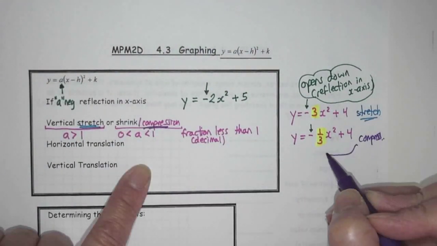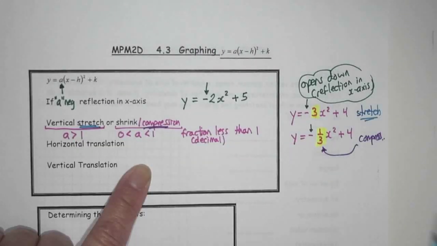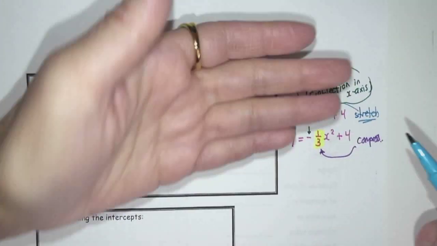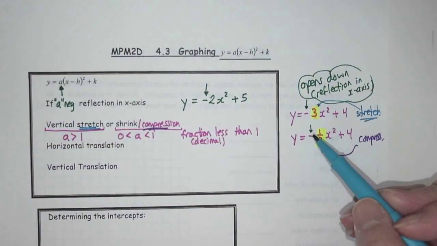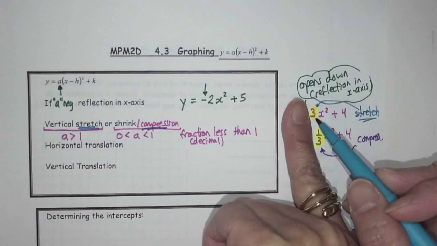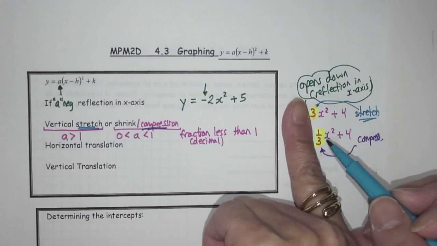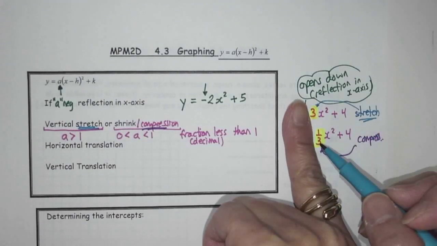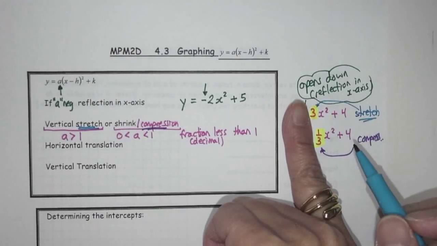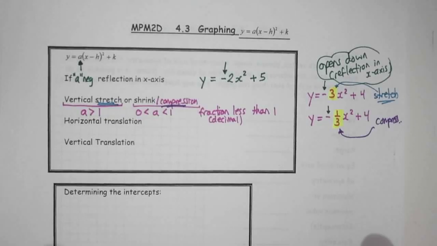So it's because of the actual value there. The negative is a separate thing. The negative is a reflection. It makes it open down, so it's a reflection in the x-axis. So look at that separately, and then you just look at the value. If the value is greater than 1, it's a stretch. If the value is between 0 and 1, anything less than 1, it's a compression. So compression versus a stretch. Okay, so we know that already.